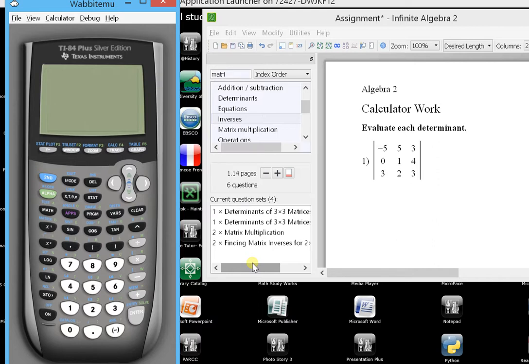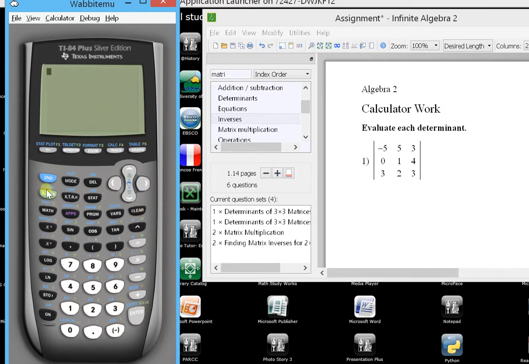Okay, first of all, let's say we're given this question. We have to find the determinant of this. Okay, no big deal. I'm going to go to my matrix menu. Turn this on. Oop, let me get out of that. And let's clear all that.